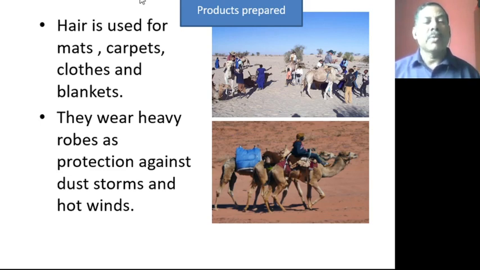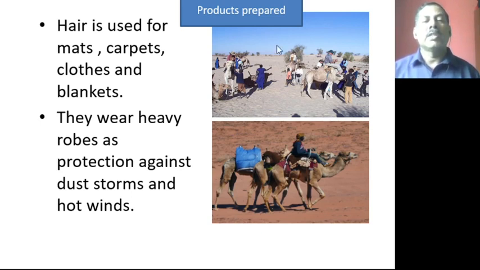Second one is the carpet preparation, and the third one is the clothes preparation and the blankets. It's almost all the tribal people who are preparing these goods, and they wear heavy robes as protection against the dust storms and the hot winds. So too much heat will be there, the temperature will be high, so they have to protect their skin and their body by wearing the heavy robes. Dresses will be like that, and they have to protect the body. They are wearing the heavy robes to protect against the dust storms and the hot winds.